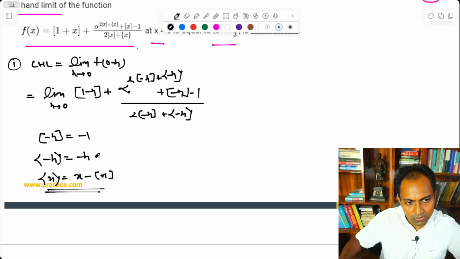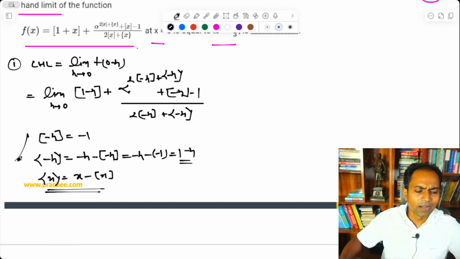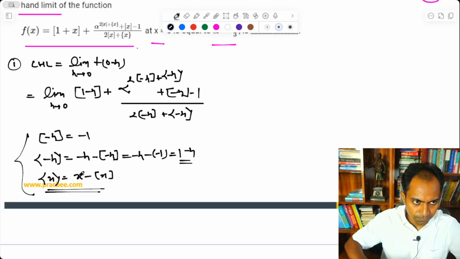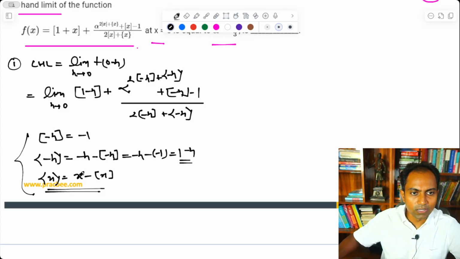So I can write this as minus h minus greatest integer function of minus h. So this will become minus h, this will become minus 1, so it becomes 1 minus h. This is important. Directly also you can write, but even if you don't know it, you can use this hack to get the answer. So once you have got this, what happens to this whole expression? So I am saying 1 minus h will become 0.